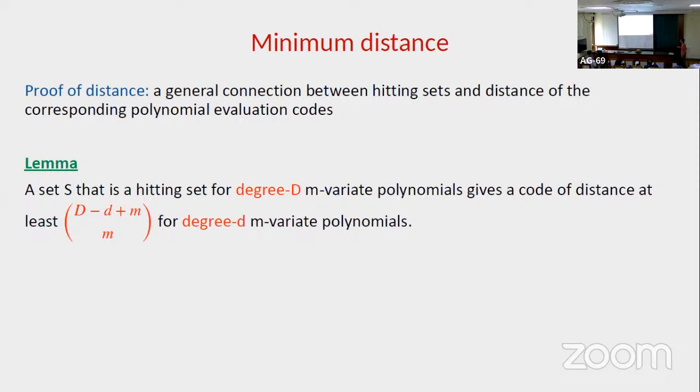So the lemma is that if you take a set S that's a hitting set for degree capital D m-variate polynomials, and you decide to evaluate m-variate polynomials of degree little d on it. Remember the sets Sk and Gk were hitting sets for degree k polynomials, and when we constructed the code, we evaluated polynomials of degree 0.9k on it. So capital D is like k, little d is like 0.9k. Then that set is guaranteed to give us at least these many non-zeros. Okay, and if you are in the setting that m is a constant, and capital D and little d are within a constant fraction of each other, we get the kind of scale.